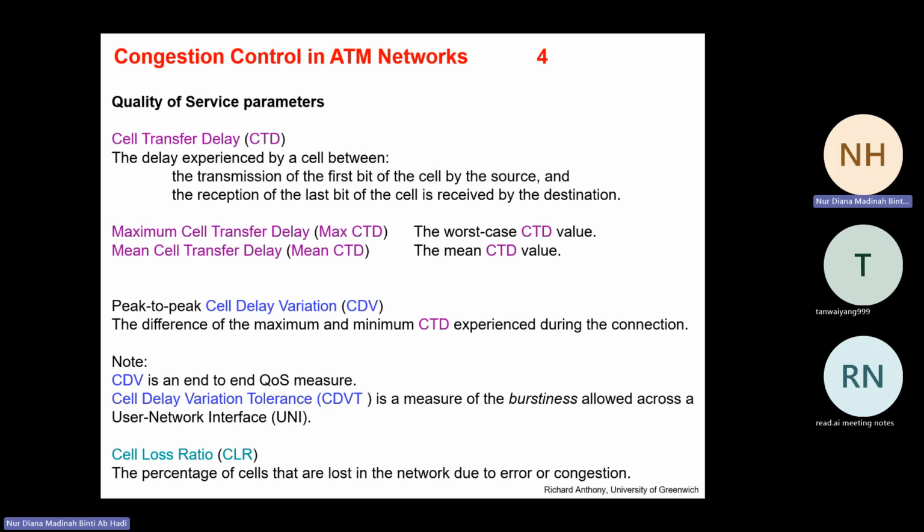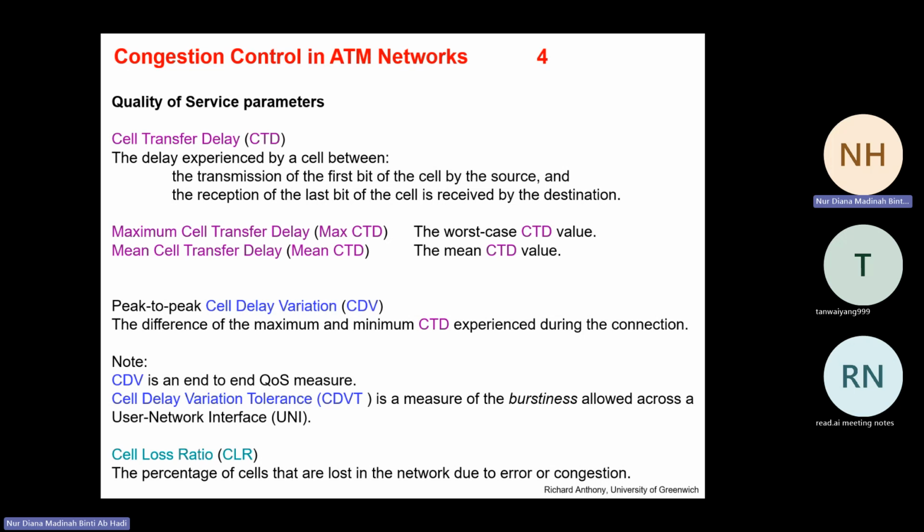The second one is your maximum cell transfer delay, which is the worst-case CTD value. And mean CTD is the mean of your CTD values. Then peak-to-peak cell delay variation is the difference between your maximum and minimum CTD experienced when the connection is happening.